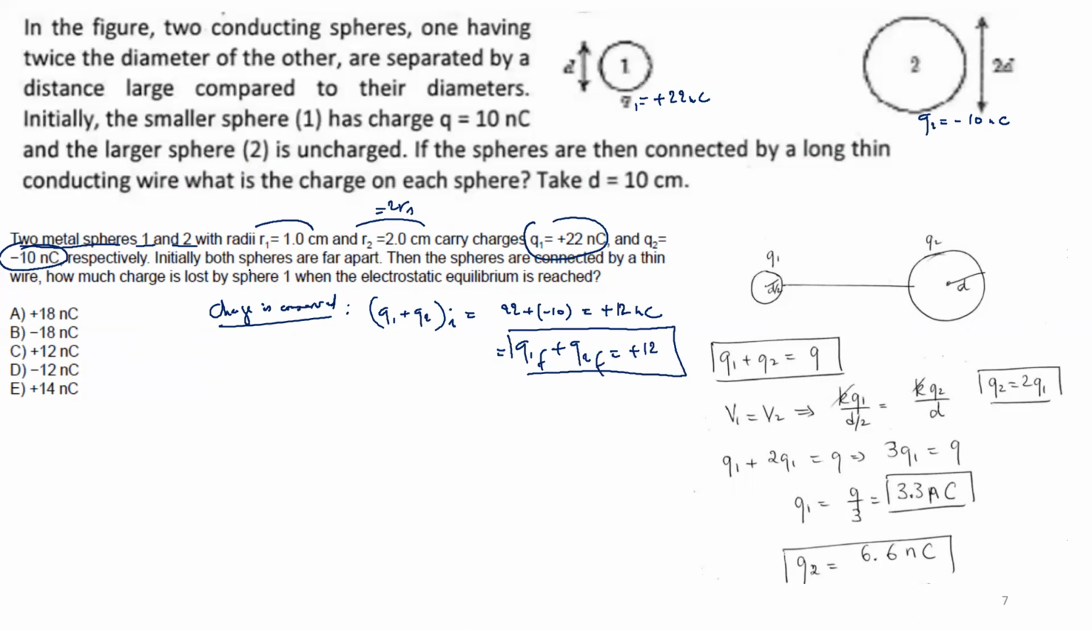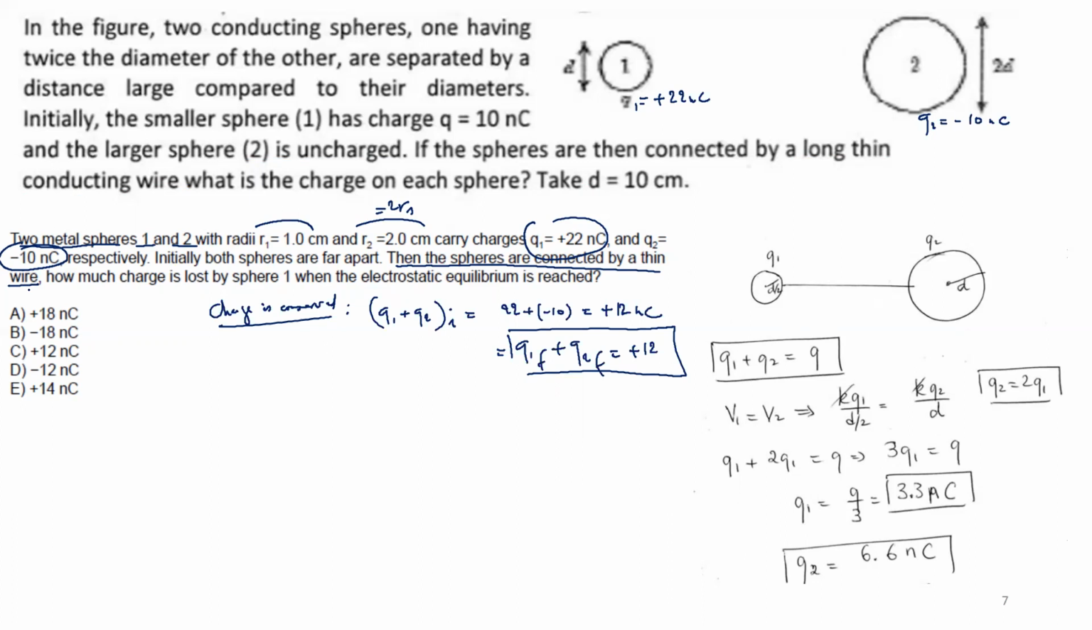Initially they are far away from each other. Why am I putting them far away from each other? Because I don't want them to interact, so I will not have induced charge. They don't feel each other. Then these two spheres, which are separated from each other by a large distance compared to the radii, will be connected by a thin wire. By a thin wire, I mean a thin, long conducting wire. Now they will be able to exchange charge.